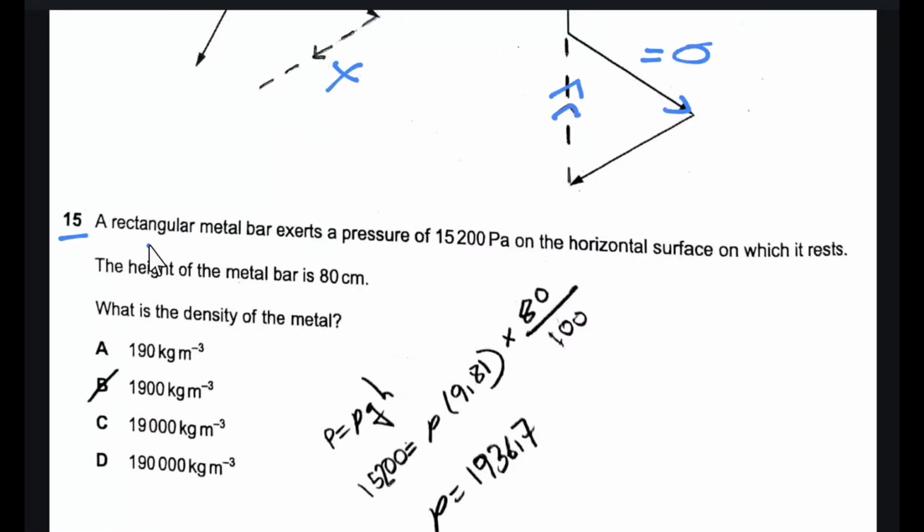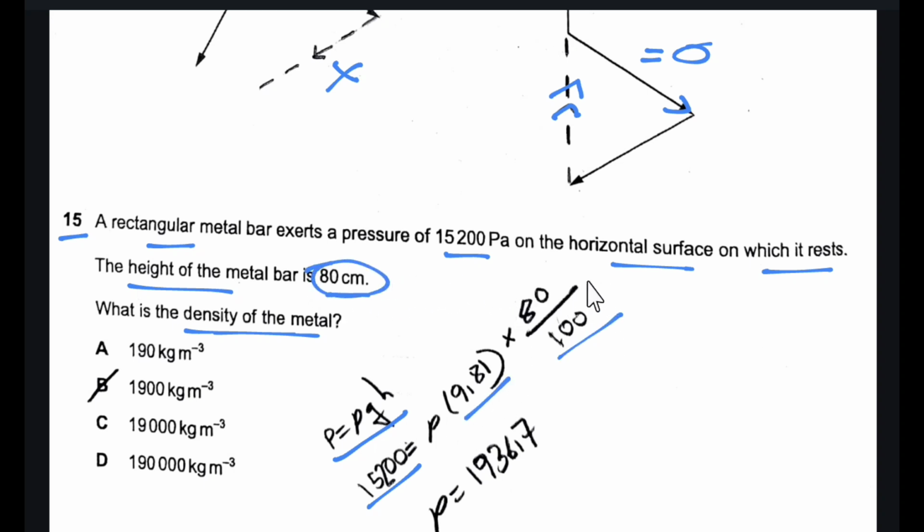15. A rectangular metal bar exerts a pressure of this much on the horizontal surface on which it rests. The height of the metal bar is 80 cm. What is the density? We know that the pressure is equal to rho g h. We know the value of pressure, g is the gravitational field strength, that is 9.81, and the height is 80 cm, so we need to convert it to meters by dividing by 100. And we need to find rho.